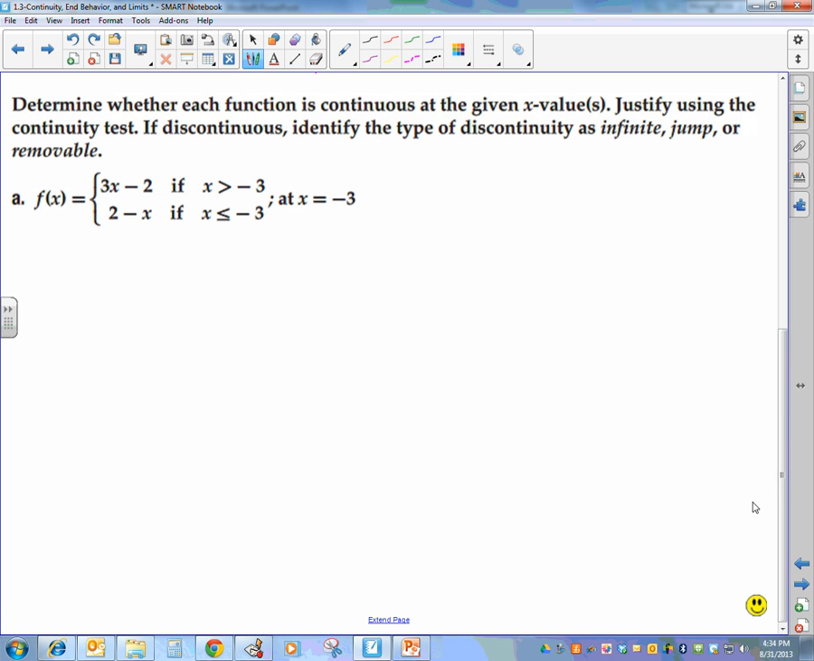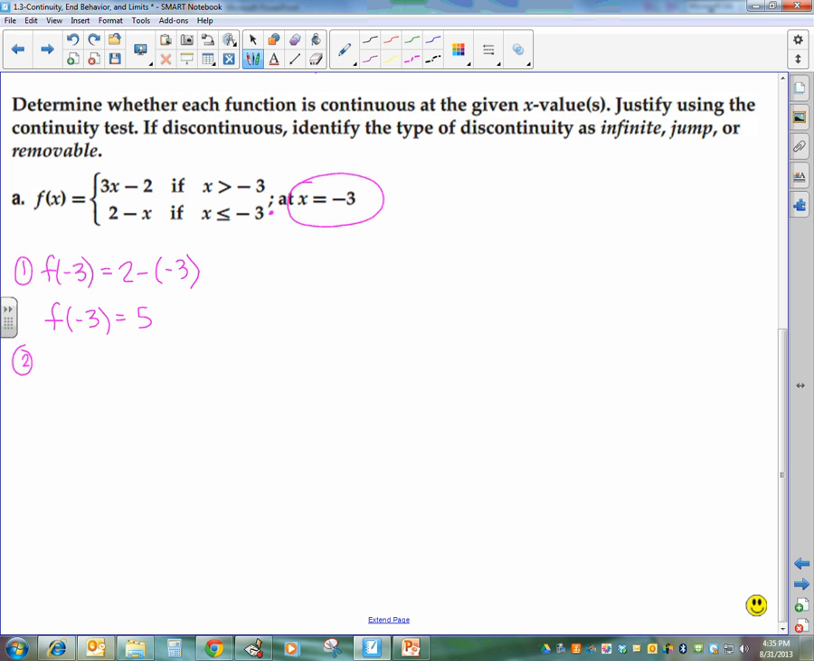Determine whether each function is continuous at the given x values. Justify using the continuity test. If it's discontinuous, identify the type of discontinuity as infinite, jump, or removable. So we are looking for the function at x equal to negative 3. So the first thing, we plug in f of negative 3. Now which one do I use? This is the one for x is equal to negative 3. So I'm going to say 2 minus negative 3. And I'm going to get that f of negative 3 equals 5.